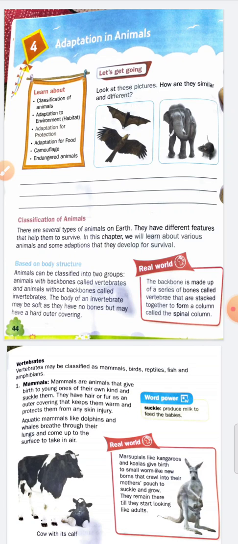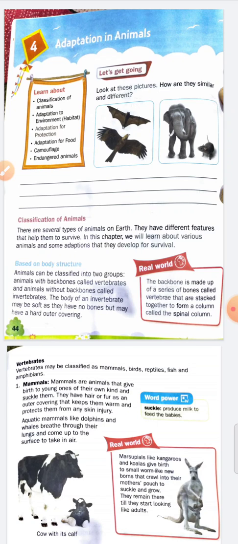And how are they different from each other? If we talk about eagle or kite, they can fly. But elephant and rat cannot fly. If we talk about how the bat is different from the elephant or rat, yes, bat can fly but elephant or rat cannot fly. And what are the other differences? Eagles are birds.